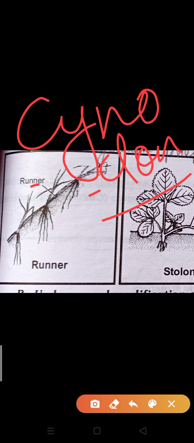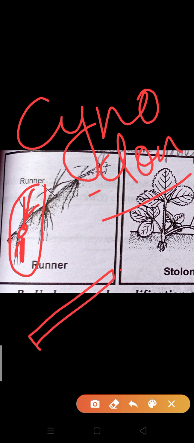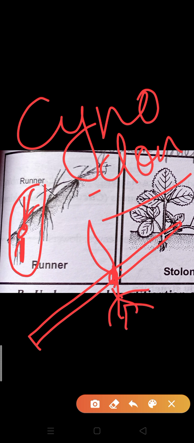Suppose I am showing you this, you can observe it. On the upper side of the stem leaves are there, and on the downside roots are there. Clear? So they arise from the nodal region. Suppose this is the stem of doob ghas. So this is the node region, and roots arise from this area and leaves arise from the upper part of it. Clear? So you can observe this.